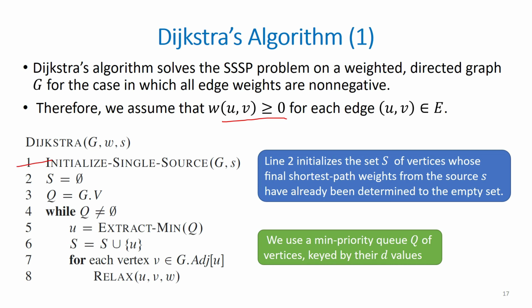First, we initialize the graph's attributes using the initialize single source procedure seen earlier. Second, we create a set S and initialize it to an empty set. Third, put all the vertices in a min priority queue denoted by Q. Then, while this queue is not empty, we first dequeue the vertex with the least D value and place it in U. Then we add the vertex U to the set S. And finally, for every edge UV leaving U, we relax the edge.